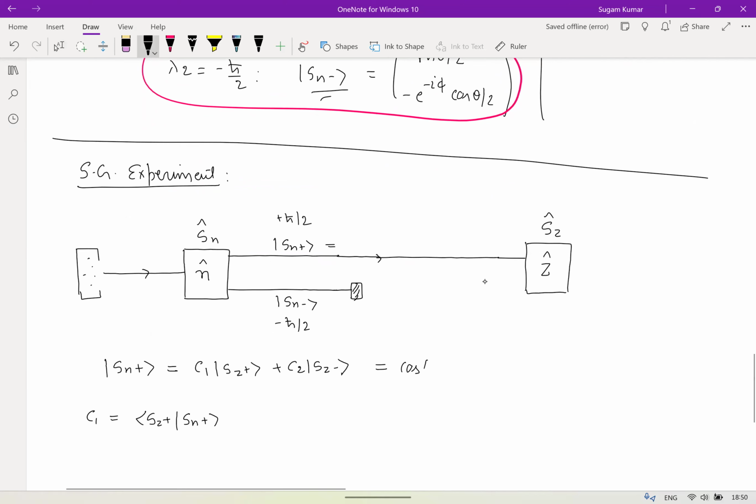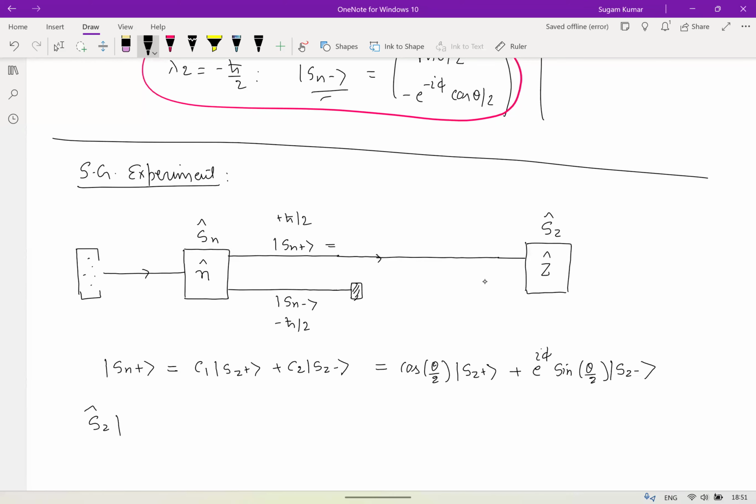cos theta by 2 into Sz plus, plus e power iota phi into sine theta by 2 into Sz negative. So this is how I can express Sn plus in terms of the eigenstates of the Sz operator. And now you can do the measurement on this Sn plus. What will happen is that this wave function is going to collapse either into this state or into this state.